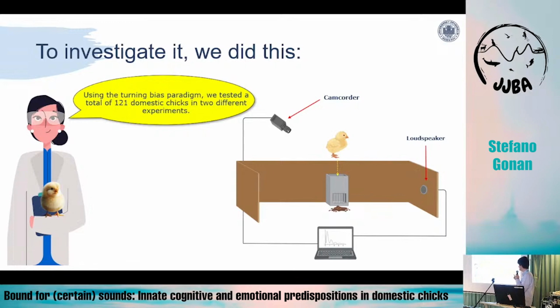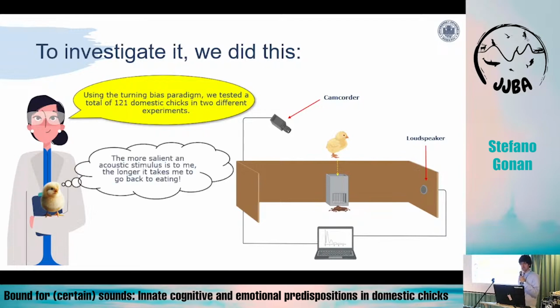And we registered the behavior of the animal through a camcorder and then analyzed the head movements and the behavioral responses of all the animals through professional behavior analysis software such as BORIS. And so our hypothesis here was very simple. That is, chicks would stop eating and listen longer to those sounds that they found more salient and interesting compared to less engaging stimuli.